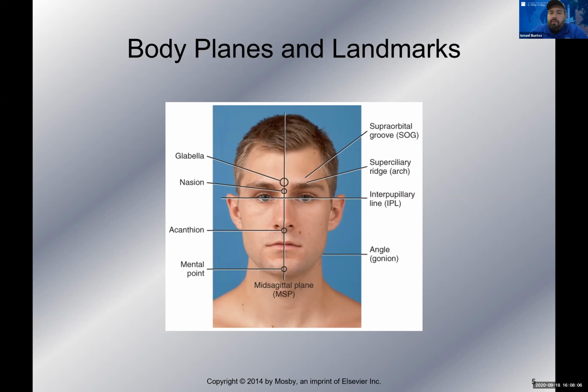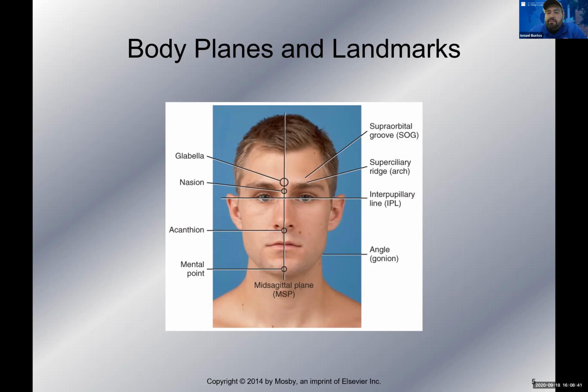If you look on the right-hand side there, we have the supraorbital groove, which is that indentation right above the eyebrow. So if you start on your eyebrow and then go up, you can feel it dent in. That is your supraorbital groove. Then right underneath there, you have the superciliary ridge or arch. And then moving down, you have the angle of the mandible, which is down here. So here would be your supraorbital groove, and the superciliary ridge is where the eyebrow is.